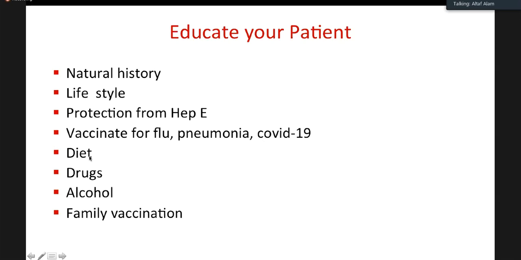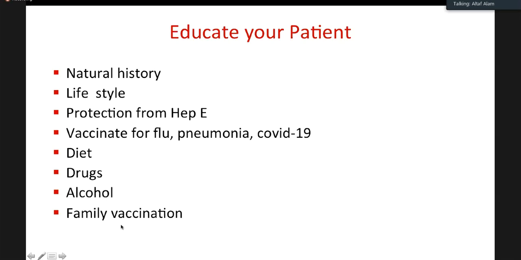What about the diet? You must talk about it. In a healthy patient with normal liver, no dietary restriction, and they should be encouraged to eat a balanced diet. And certainly talk about hepatotoxic drugs and alcohol.